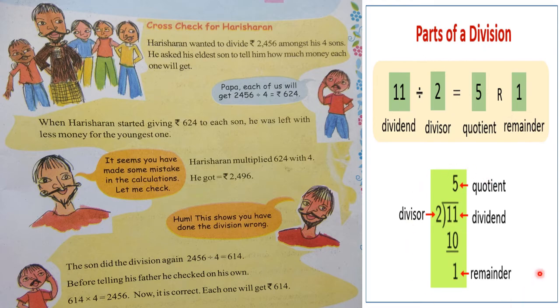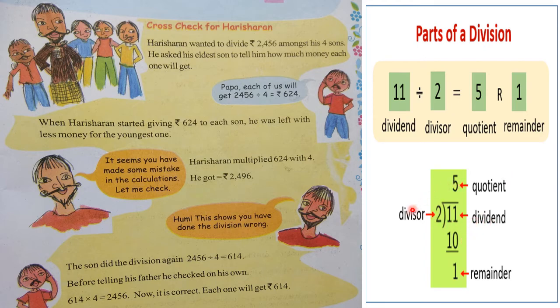You can see that here I have written 2 divides 11. 11 is the dividend, 2 is the divisor, 2 fives are 10, so 5 is the quotient, and 11 minus 10 is 1, that is the remainder. Okay children, so these are the parts of a division, and if we have to write down the division, how are we going to do it?